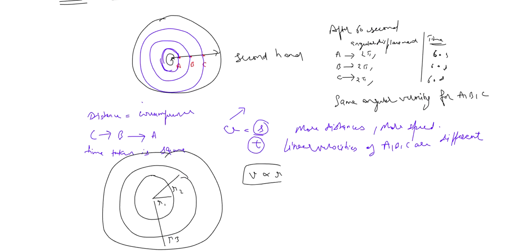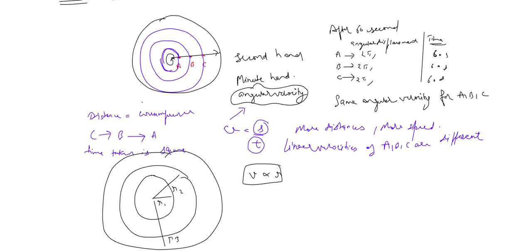Any other factor which you think that linear velocity of these particles will depend on? If I consider the minute hand instead of the second hand, then time will change. When we consider the minute hand, what will happen to the angular velocity? It will be different. It will change. And when angular velocity changes, linear velocity will also change.